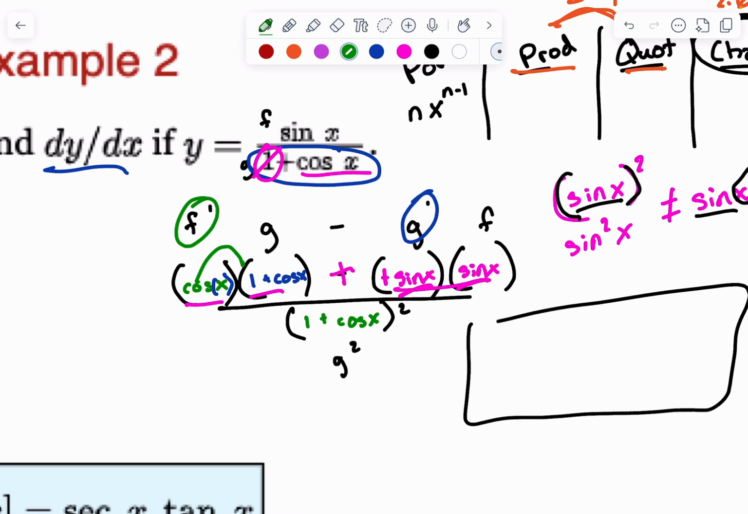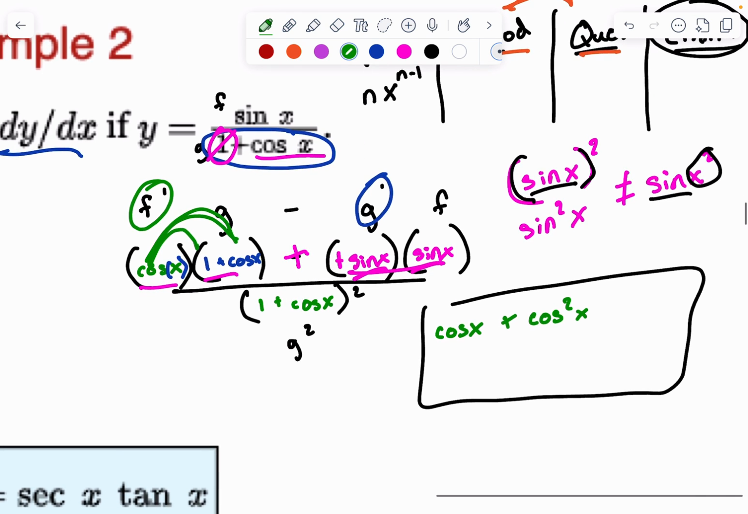So cosine. This one I'm going to have to distribute through. Cosine times 1 is cosine x, plus cosine times 1 is going to be cosine squared x. Then sine of x times sine of x is plus sine squared x. So again, this piece is what I screwed up on. See? It's very easy to make a mistake.